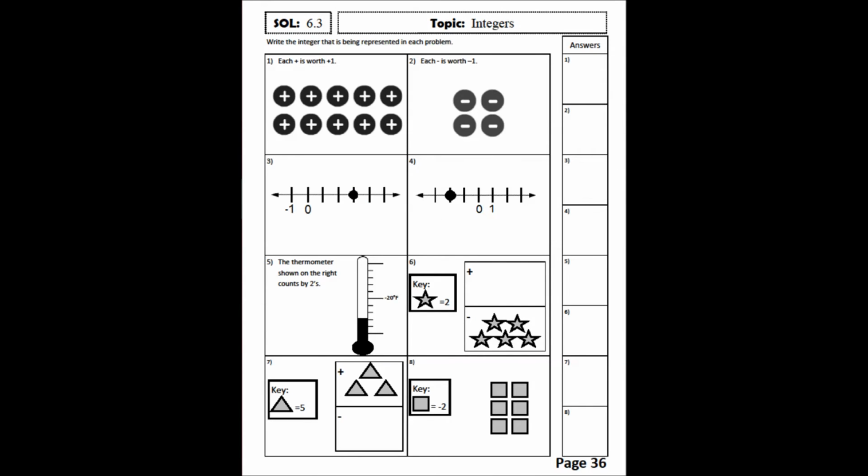Write the integer that's being represented in each problem. So for number 1, each plus is worth 1. So I have 1, 2, 3, 4, 5, 6, 7, 8, 9, 10 positives. This would be a positive 10.